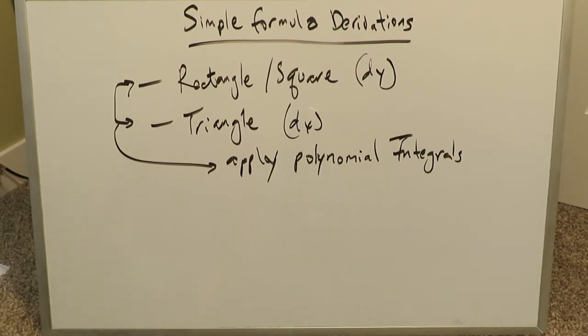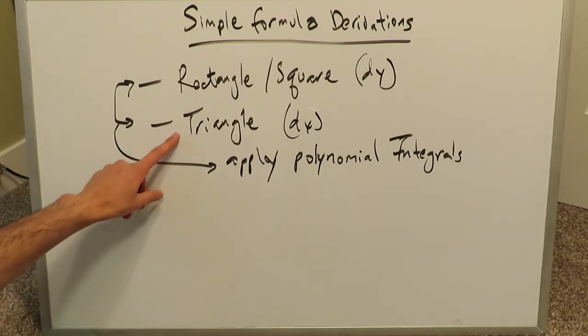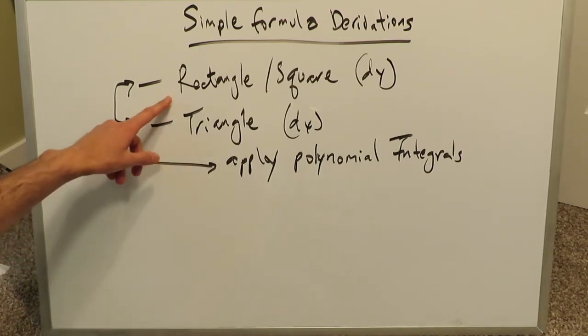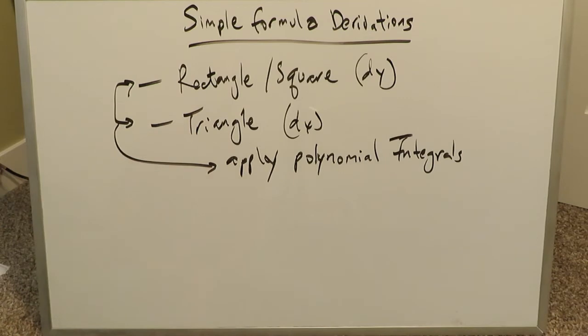Now that we have some basic understanding of integration techniques, especially when it comes to polynomial integrals, it makes sense to look at this video. We'll be talking about simple formula derivations. We'll be looking at how the triangle area formula is derived and the rectangle or square area formula is derived. We can use integral calculus for both of these area derivations.